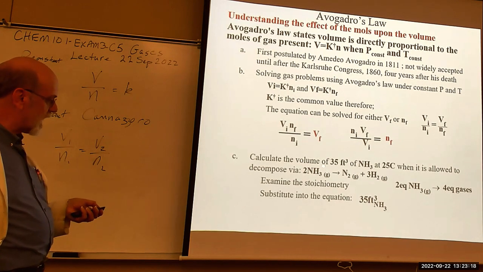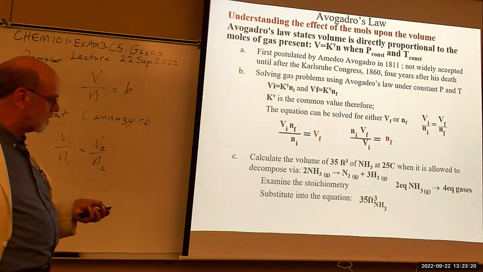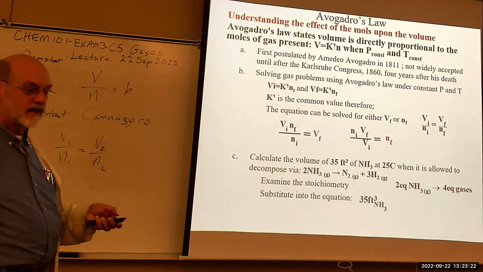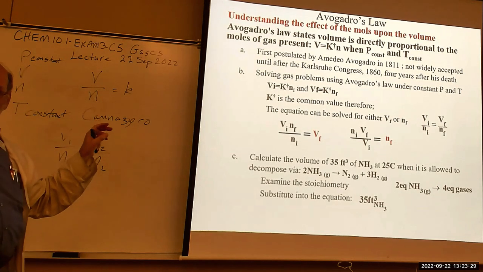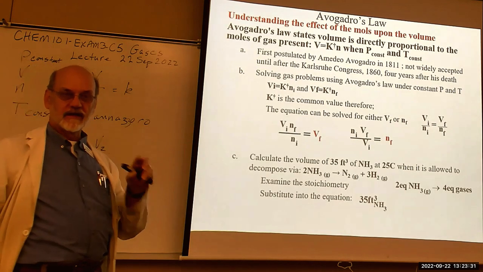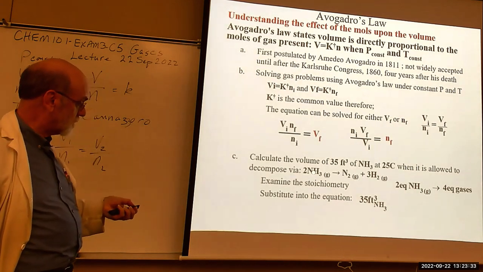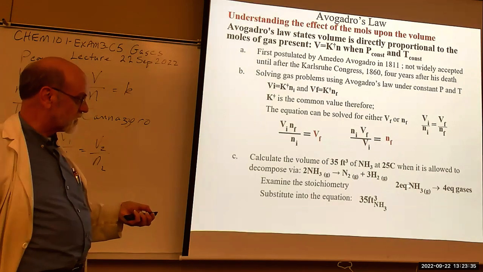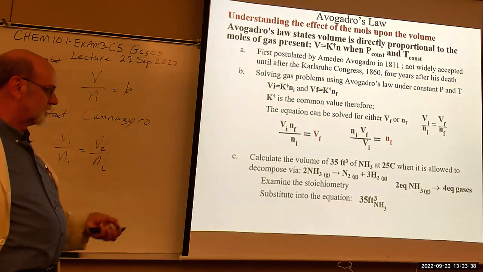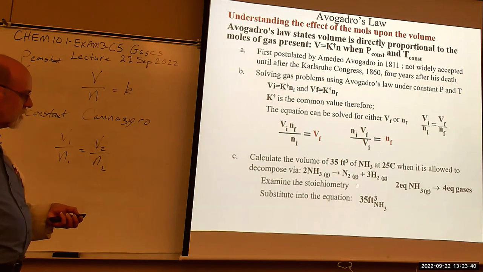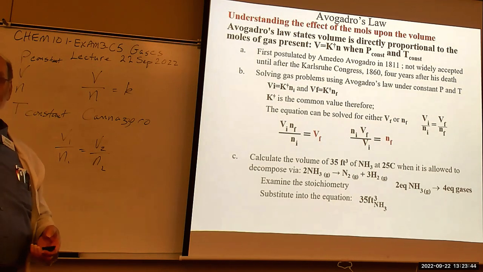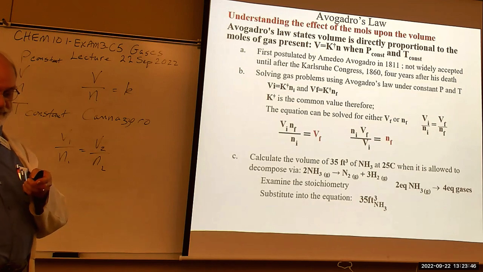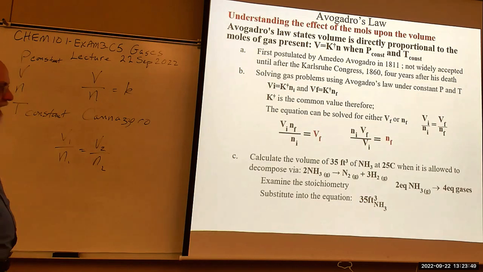So if the number of moles of gas has gone from 2 on this side to 4 on that side, what does that mean about the volume? The volume should double. It's gone from 2 moles of reactants to 4 moles of product. If all of these are used up, then now we have 4 moles of gas. And if we started off with 35 cubic feet of ammonia, we should end up with 70 cubic feet of products. It should double the volume.